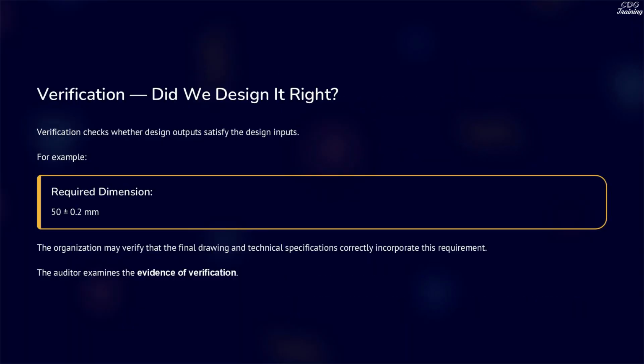Verification ensures that design outputs satisfy the design inputs. For example, verifying that the final drawing and technical specifications incorporate the required dimensions. The auditor examines the evidence of verification.